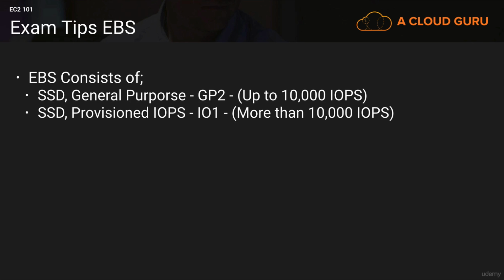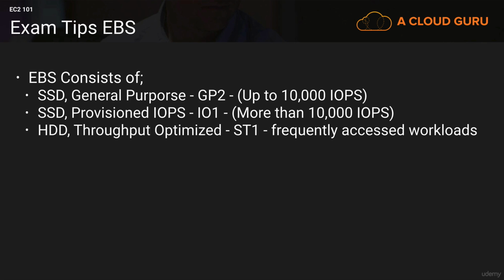Now this could change throughout the year. You're never going to be tested on how many regions there are in AWS, or how many IOPS you can deliver for provisioned IOPS, etc. You're never going to be asked for a particular figure. What's important is you understand the use cases.